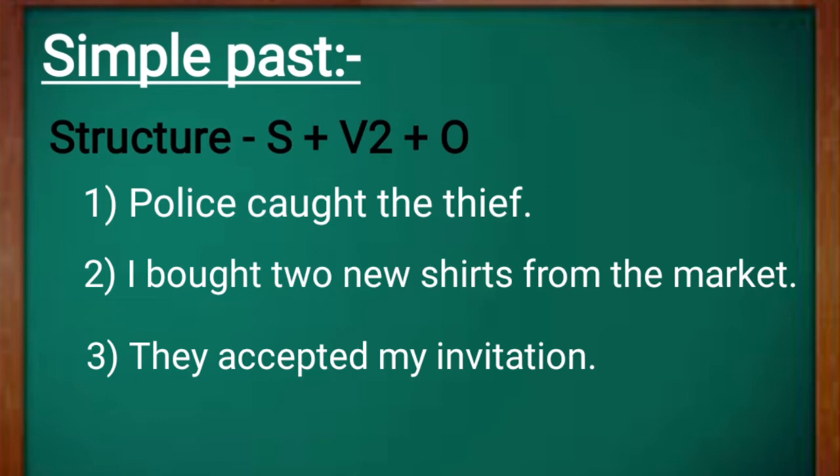In the first and second examples, we got second forms of verbs without using ed. Such verbs are called irregular verbs. And in the third example, we got accepted, the second form of the verb, by using ed. The verbs whose second and third forms we get by adding ed are called regular verbs. And you can observe that in all three examples, the action had already happened at the time of speaking. For example, the action of catching the thief, the action of buying shirts, and also the action of accepting the invitation already happened in the past.